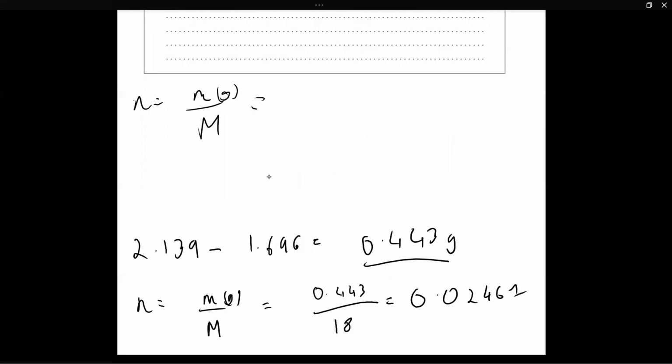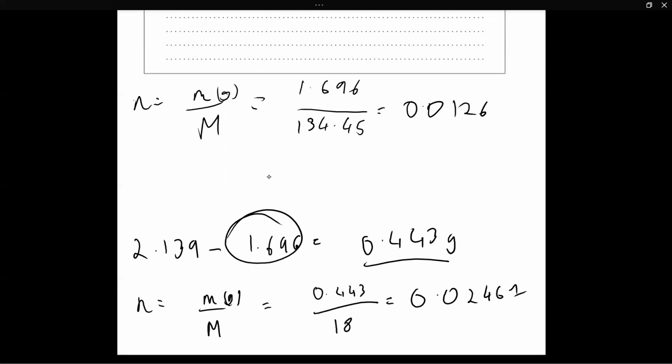And we know what small m is. We know that we have 1.696 grams of copper 2 chloride. So it's 1.696 divided by the molar mass of copper 2 chloride, which you can calculate using your data booklet and a calculator. The molar mass of copper 2 chloride is, give me a second, let me just calculate it, 134.45. So it's 134.45. And this gives us the number of moles of copper 2 chloride as 0.01261.